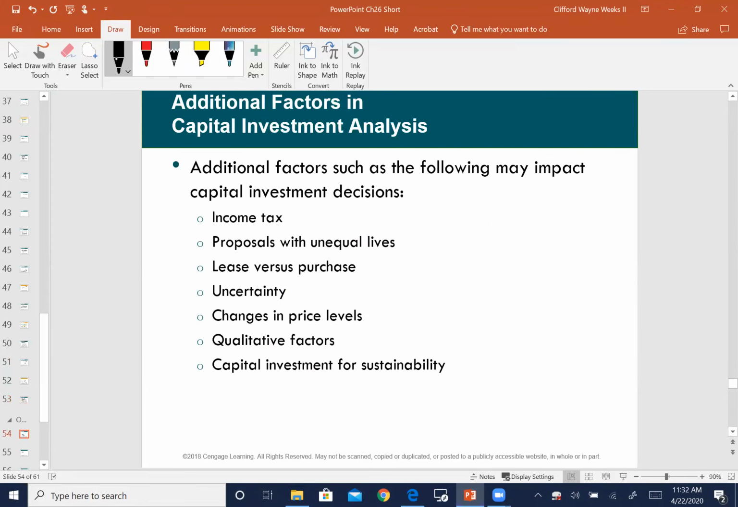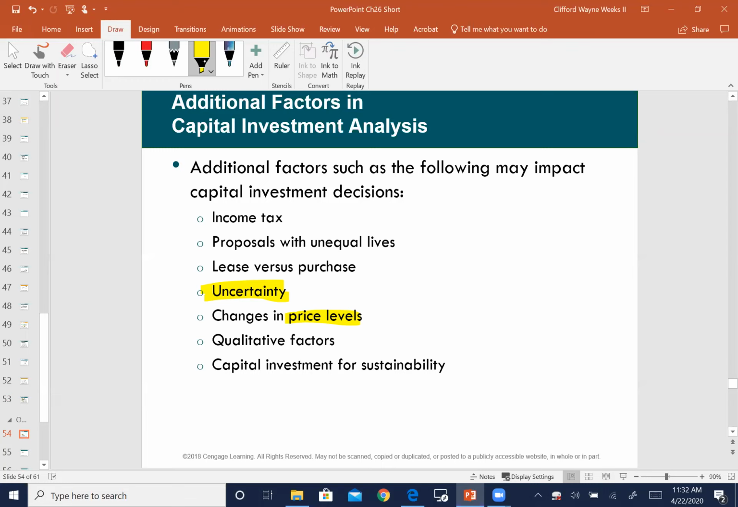Some additional factors that can really mess things up: income tax, proposals with unequal lives, lease versus purchase. This one cracks me up: uncertainty. What do you mean? Looking into the future, making estimates. We might not make the right estimates. Things can change over time. So those kind of crack me up.